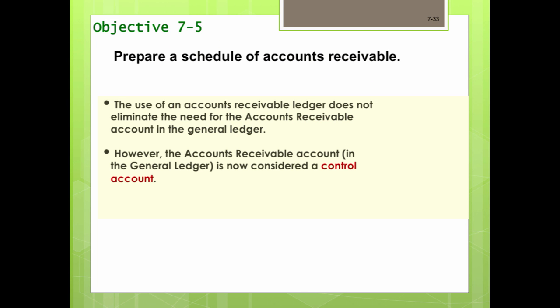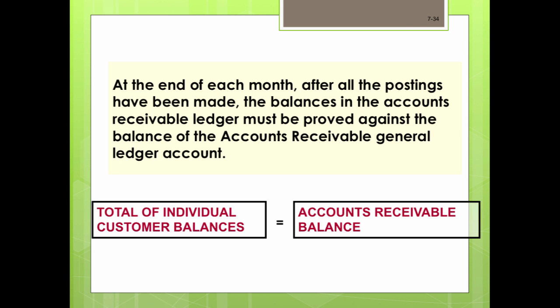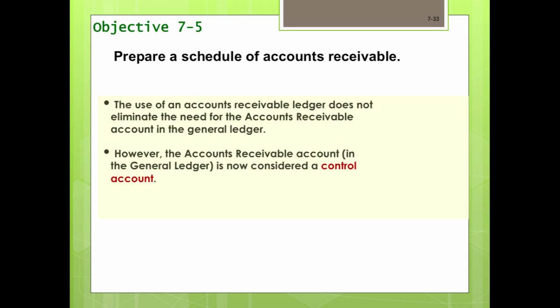Now, at the end of each month, after all the postings have been made, the balances in the accounts receivable ledger must be proved against the balance of the accounts receivable general ledger account. So first, a schedule of accounts receivable, which lists the subsidiary ledger account balances, has to be prepared. And the total of the schedule is compared with the balance of the accounts receivable account. And if the two figures are not equal, then guess what? You know that there's an error and it must be located and corrected. Okay? Nothing new here.